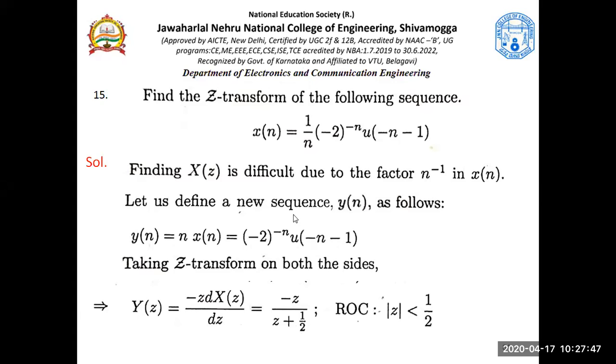Let me tell you that we have half in place of that because we have a power of minus n here. This power of minus n is not a standard thing. So instead of minus n, to have n here, we made it half to the power n. That is why it is this.